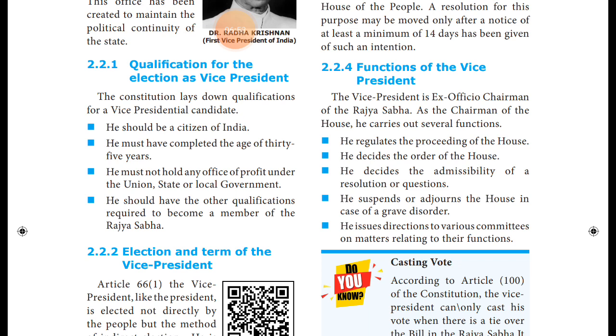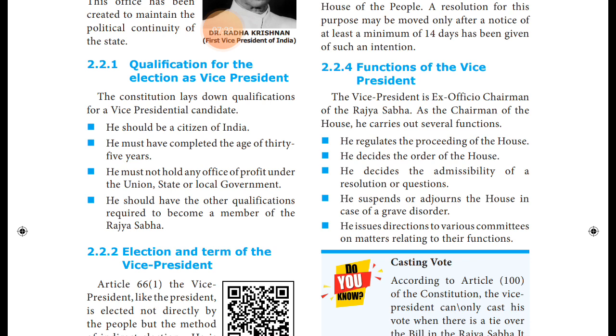The next, what are the judicial powers of the president? Sometimes people have made a mistake and got a punishment from the three levels of the court, and finally they approach the president. The president can stop the punishment, delay the punishment, or forgive the particular person. These are the judicial powers.